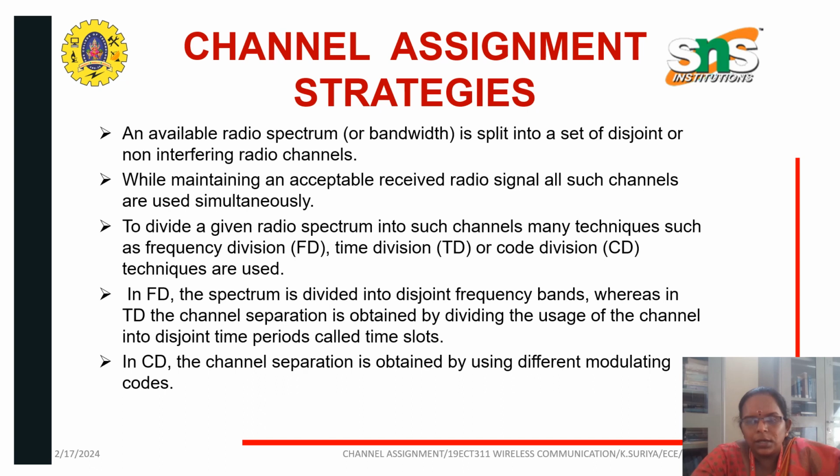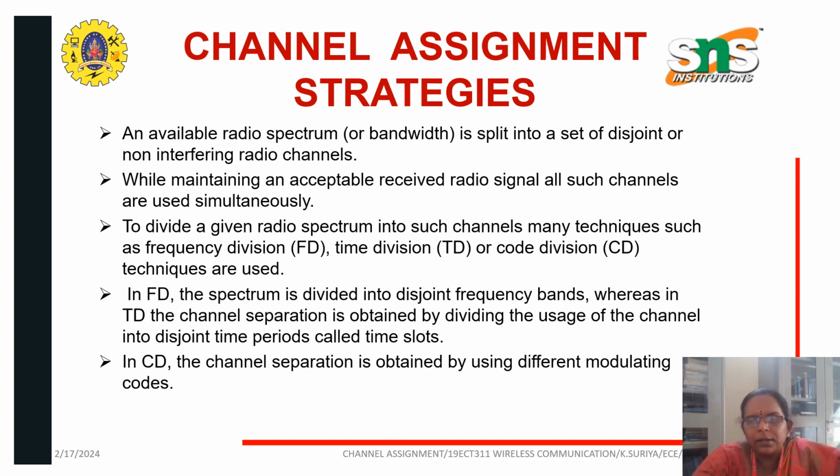So the total available spectrum is divided equally into different cells within a cluster. So inside a cluster, if there are 7 cells, the total available spectrum will be equally divided into 7, and each group of bandwidth will be allocated to each cell. While maintaining the acceptable received radio signal, all such channels are used simultaneously.